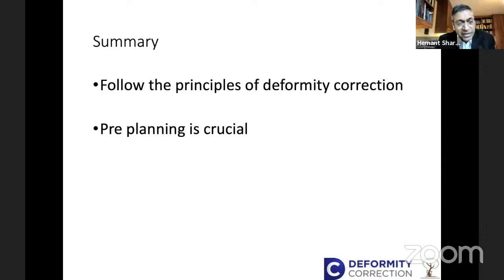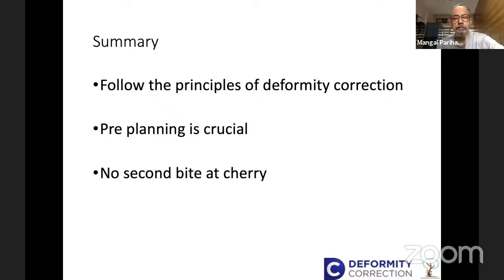And this is the most critical thing. Follow the principles of deformity planning, and the pre-planning is absolutely critical. That pre-planning includes not only your surgical correction, your implants and the hardware, but also your planning of the hip, knee, ankle, and hindfoot. Are there any fixed deformities or any mobile deformities? If there are fixed deformities, they need to be addressed at the time, or the patient must be informed that you need a further surgery to correct that deformity. You have only one bite at the cherry, so try as best as you can.